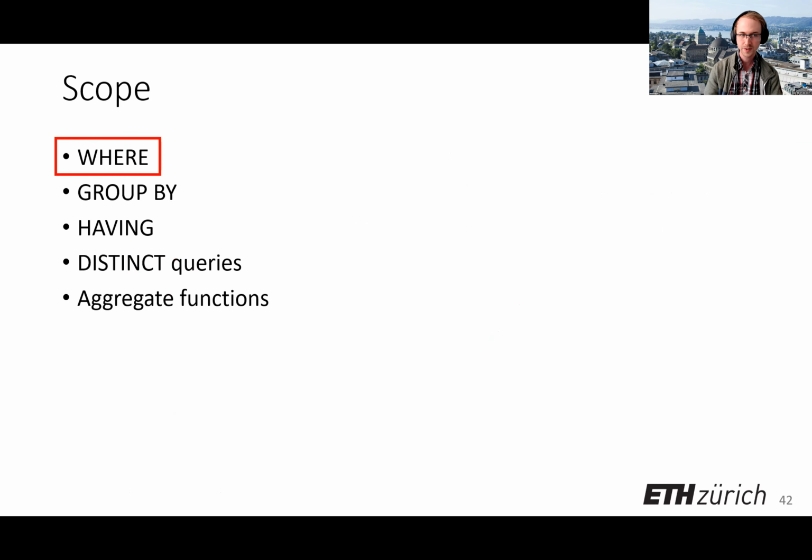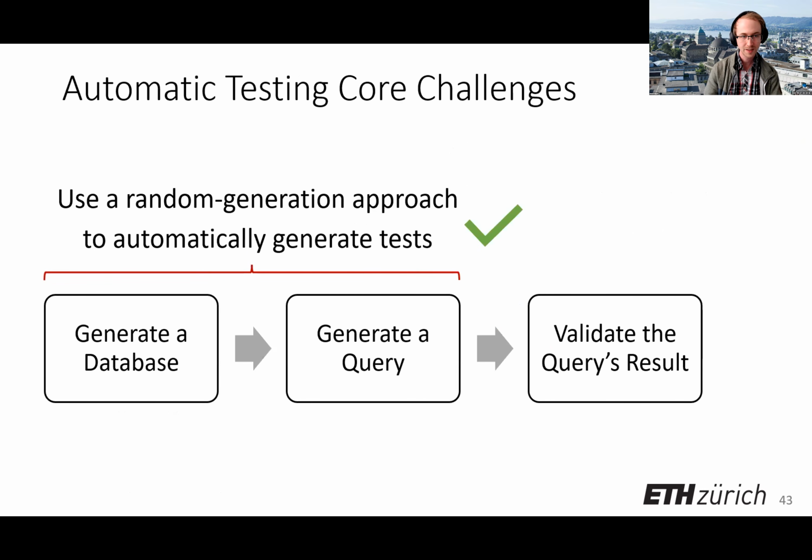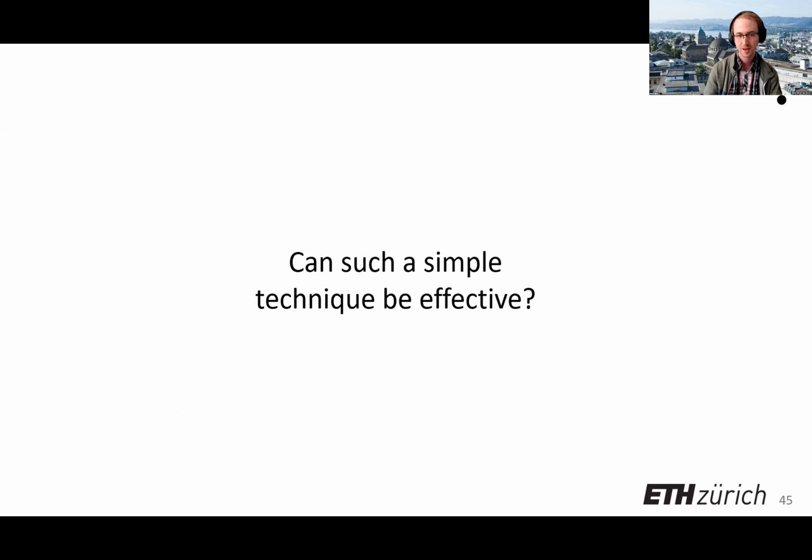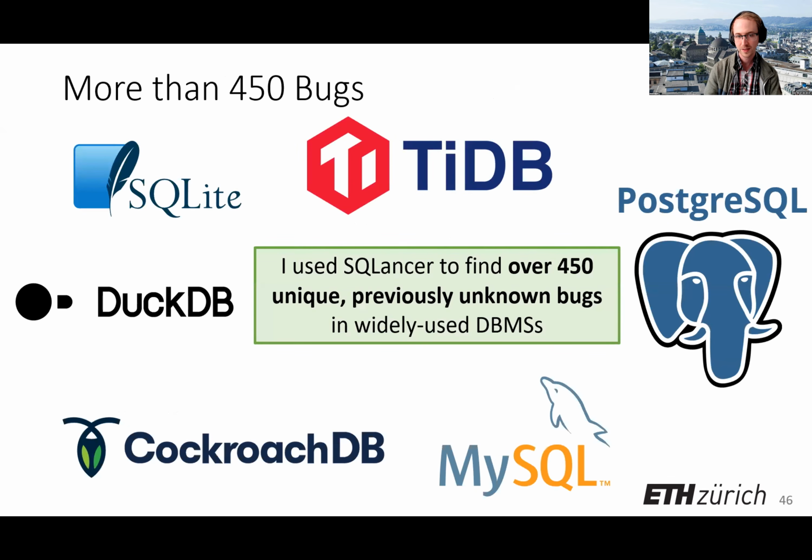The technique is actually quite versatile in the sense that we can test multiple different kinds of SQL features, here only focused on WHERE clauses. So we basically had this random generation approach to tackle the test case generation problem. And now we propose Ternary Logic Partitioning to tackle this test oracle problem. Can such a simple technique be effective is the next natural question. Well, using SQLancer, TLP being one of these approaches that we proposed, we found over 450 unique and previously unknown bugs in widely used database management systems that you have all heard of or know.